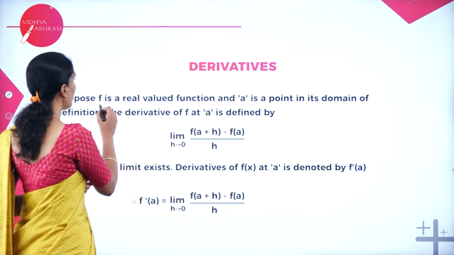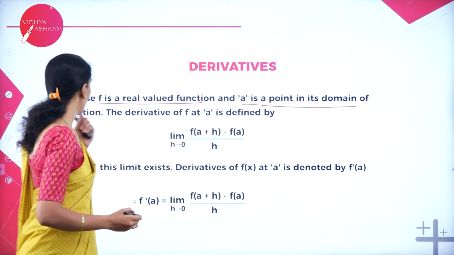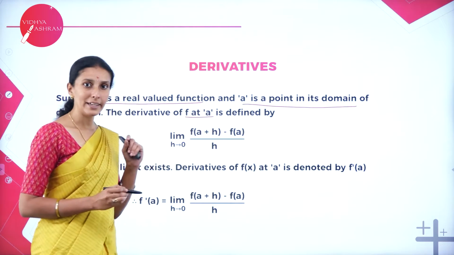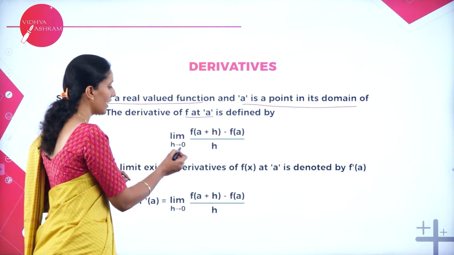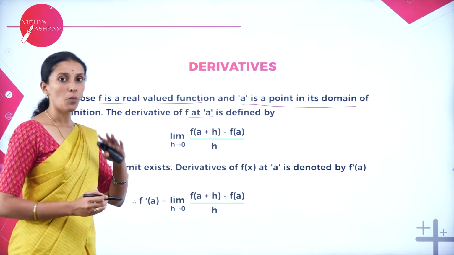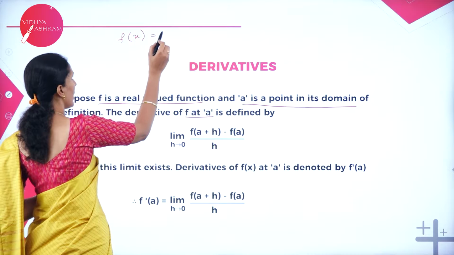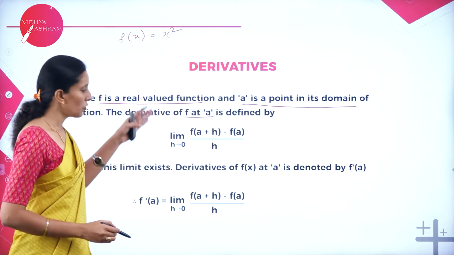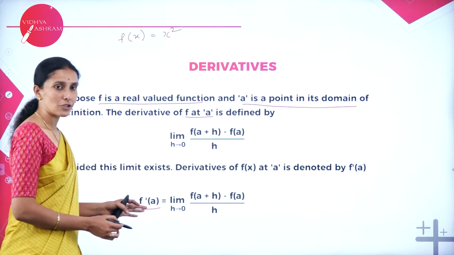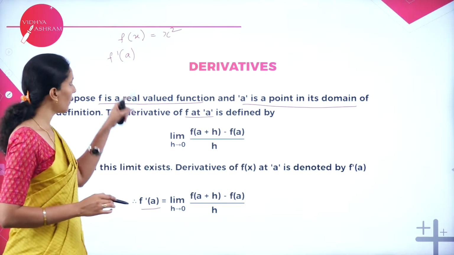Now, suppose f is a real valued function and a is any point in the domain of the function. The derivative of f at the point a is defined as limit h tends to 0, f of a plus h minus f of a divided by h. For example, suppose f of x is equal to x square is given. Then to find the derivative of this function at the point a, we will write it as f dash of a. So here dash represents the derivative of a function at the given point a.